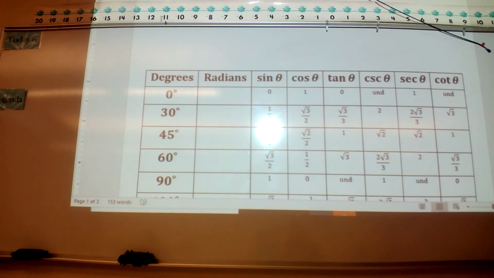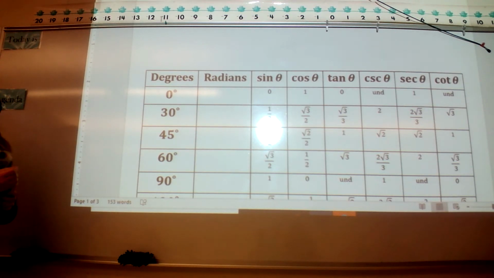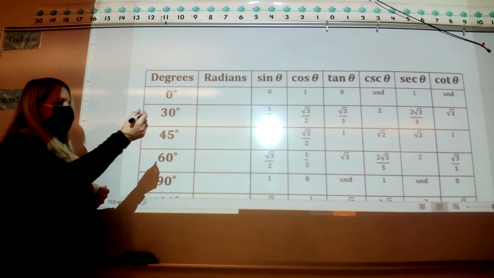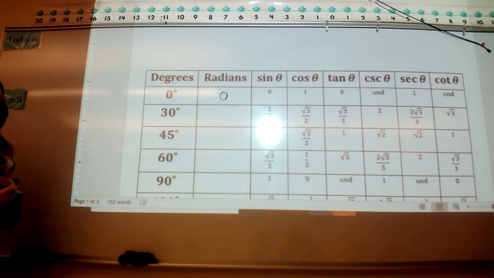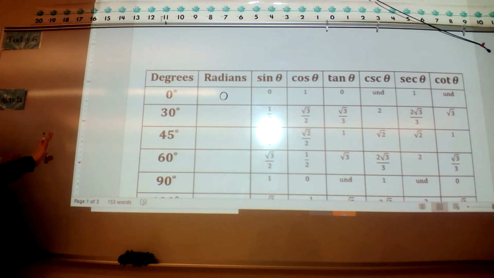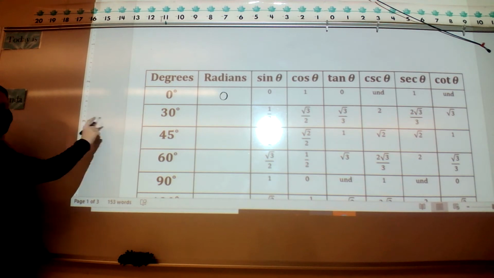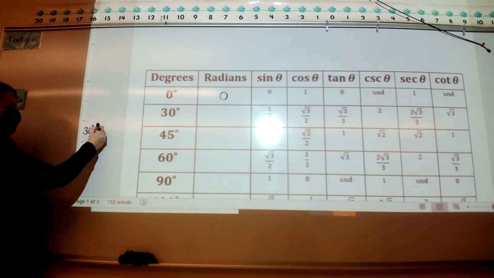Okay, so we want to convert degrees to radians. So 0 degrees is just 0 radians. That one's always easy. So when I see 30 degrees off to the side, remember, keep your paper neat, or on a separate sheet of paper or in your calculator. Just a reminder of how to convert degrees to radians. We're going to take 30 degrees and we're going to multiply it by pi over 180.